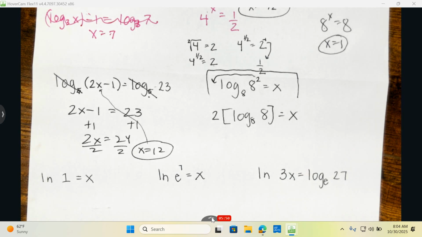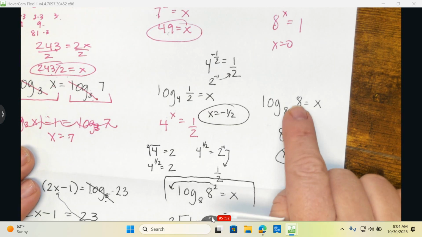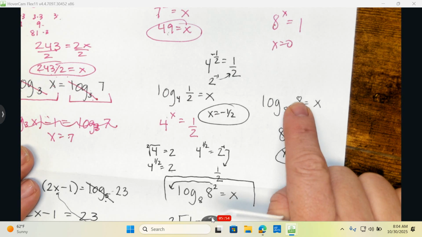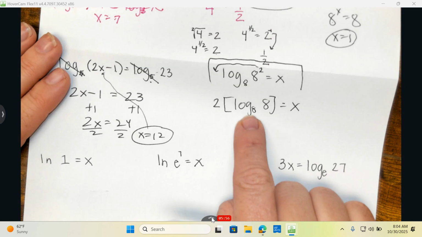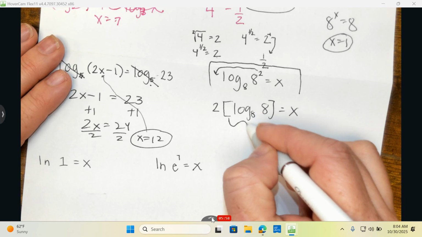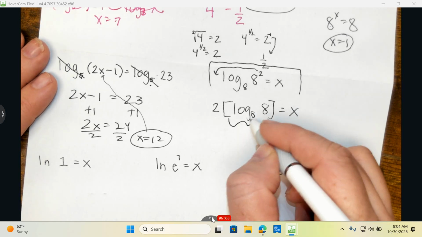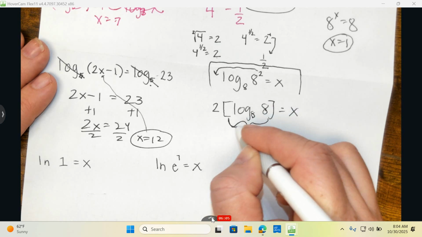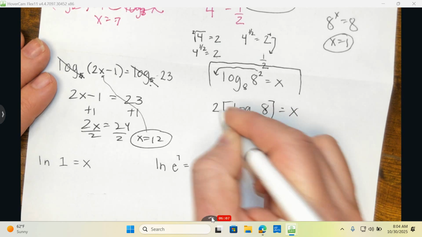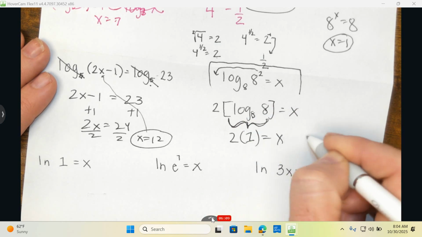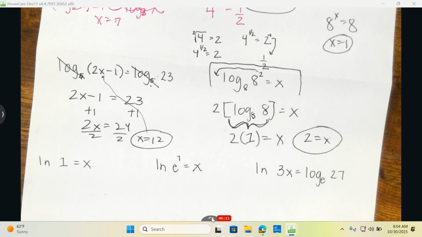Why would we do that? Because just like up here, we were able to see that log base 8 of 8 is 1, the same thing is true too. So when we do the mental math here, we're asking ourselves, 8 raised to what power equals 8? 8 raised to the first power equals 8. So this part evaluated is 1. We could take it times the 2 up front, and we end up with x equals 2. Difficult one.